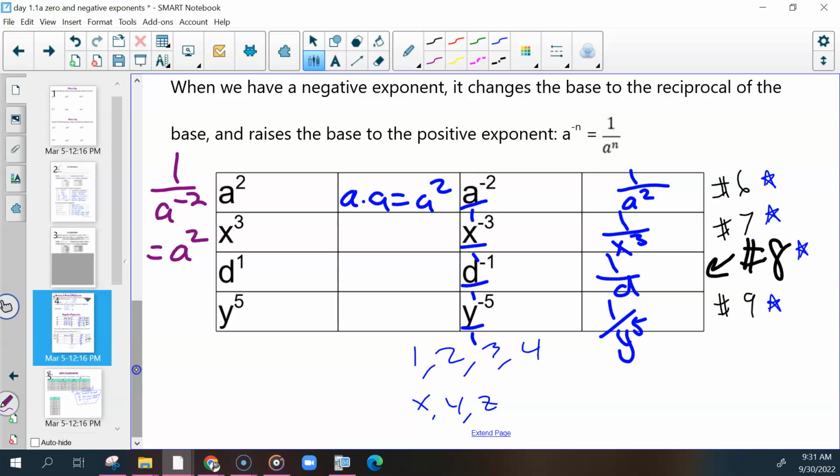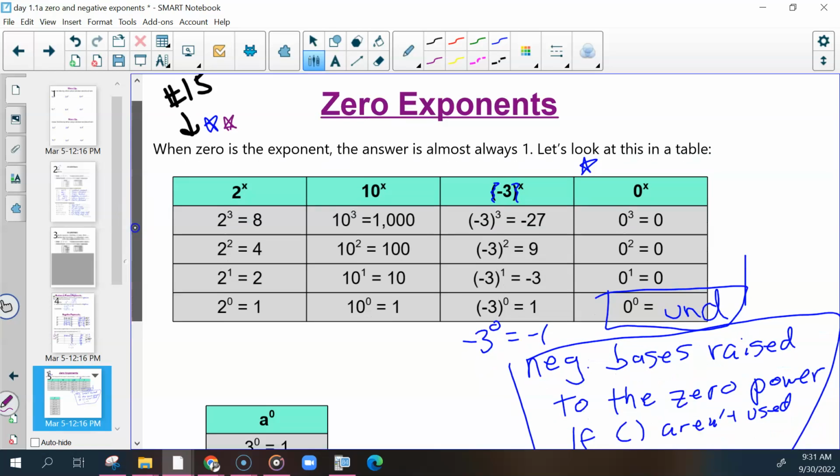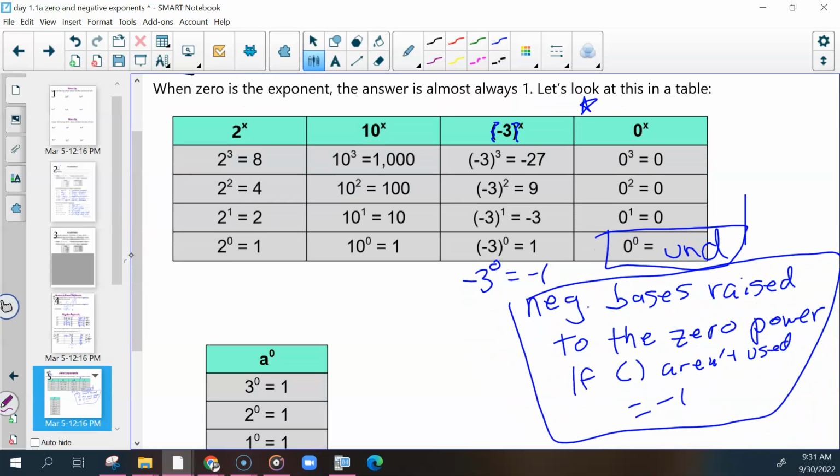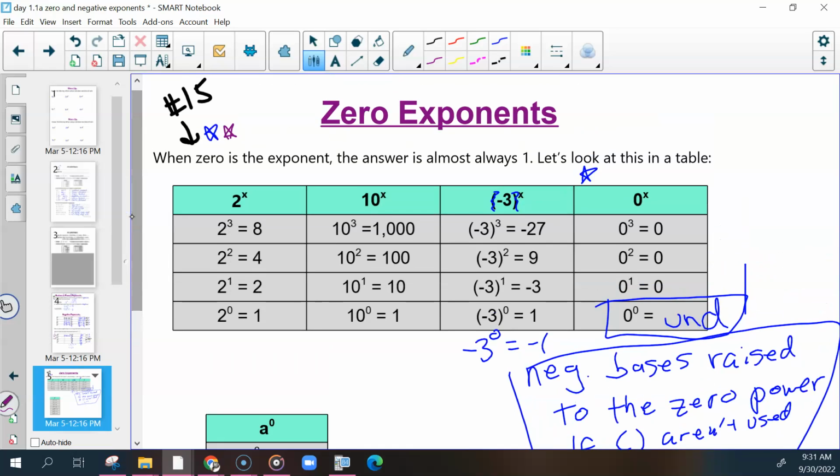So that's negative exponents. And we're going to talk about 0 exponents. So go on to the next page if you haven't already. Before you write this down, I'm just going to kind of talk through the pattern of this table, and then we'll talk about 0 exponents and what they really mean. So the general rule for 0 exponents is if you raise anything to a 0 power, you get 1.